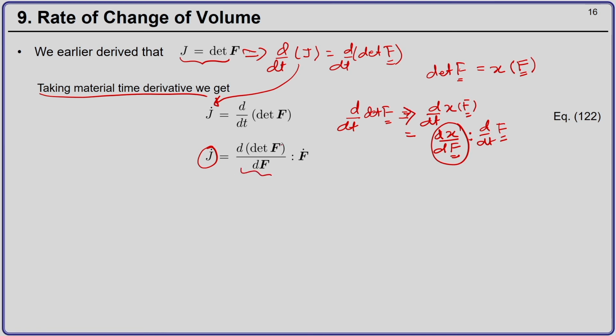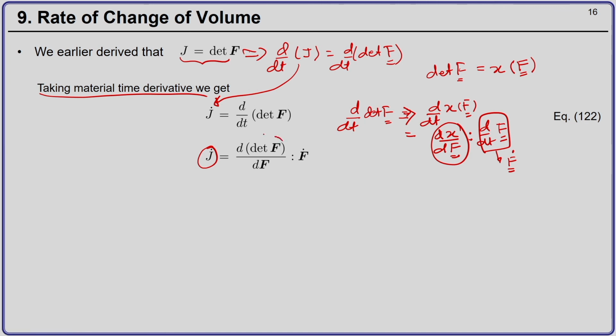So, this is our x, and d by dt of F is nothing but F dot. So, J dot is nothing but d by dF of determinant of F double contracted with the rate of change of deformation gradient tensor. Now, if you look closely at this first term, now let me rub this.